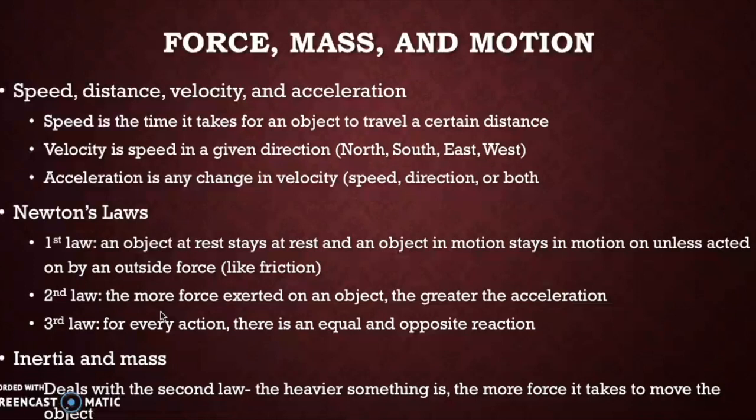And last, up at the top, speed, distance, velocity, and acceleration. These are all related to each other, but speed is the time it takes for an object to move a certain distance. Velocity is actually speed, but giving direction to it. So, saying you're going 5 kilometers an hour north, you add a direction to it. And acceleration is any change in velocity. So if you change the speed, you either speed up or slow down, you change the direction, or you do both things, that's going to be a change in acceleration.